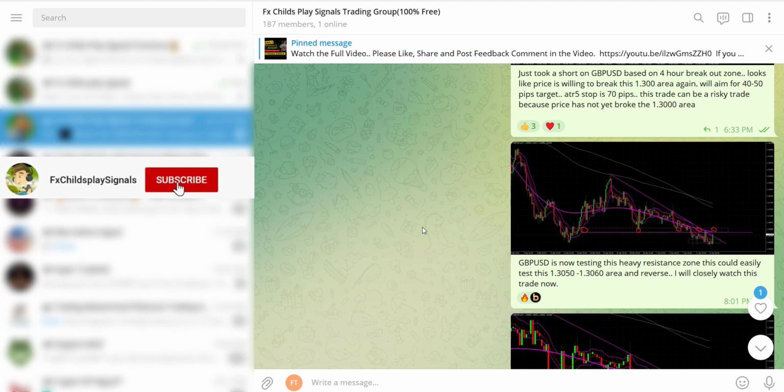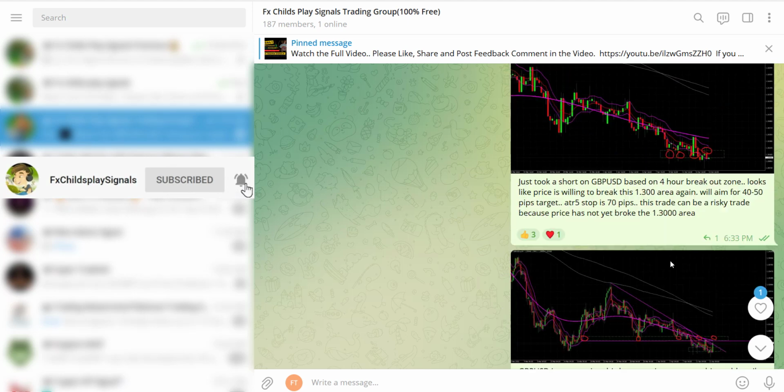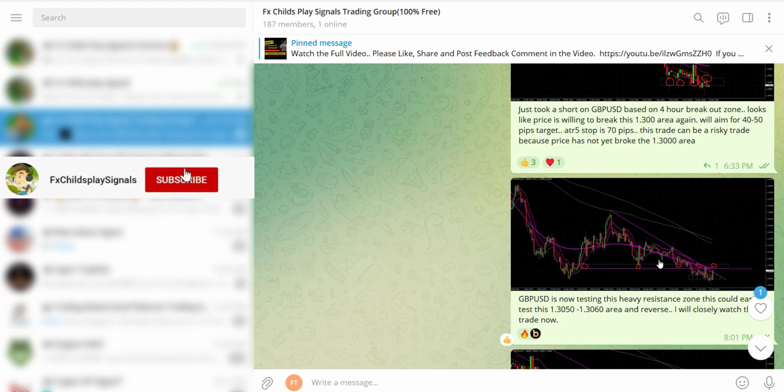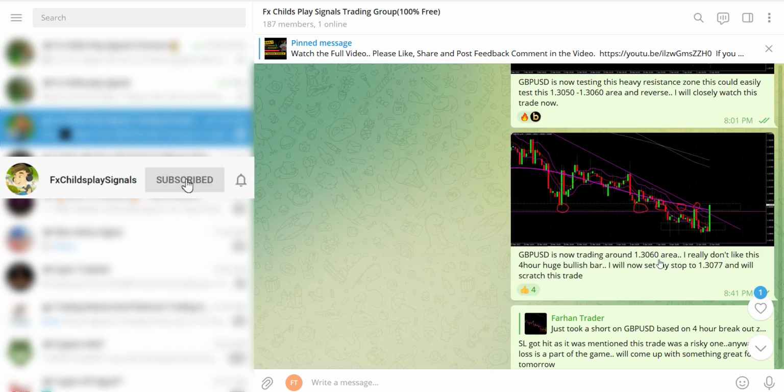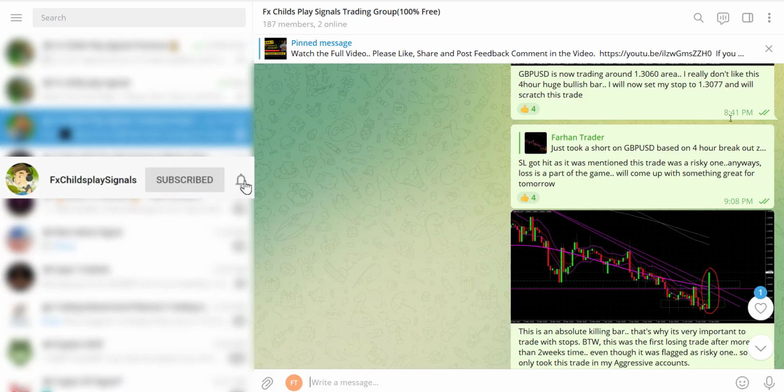Today I took a pound US dollar trade and I shared it with my free members. Today we had a loss, as you can see. I posted this trade and flagged it as a risky trade, and it turned out to be a losing one, and losing is part of the game. Sometimes we can have losses. As you can see, the pound reversed completely and hit our stop loss as this was the abnormal bar. This was not a normal day for the pound, so we have to accept the losses and move on.